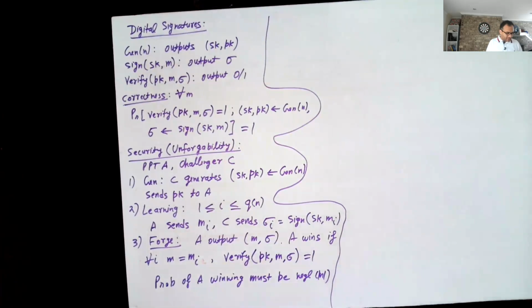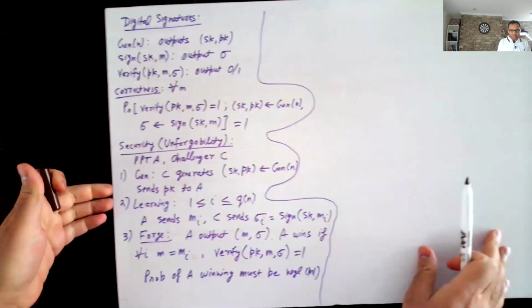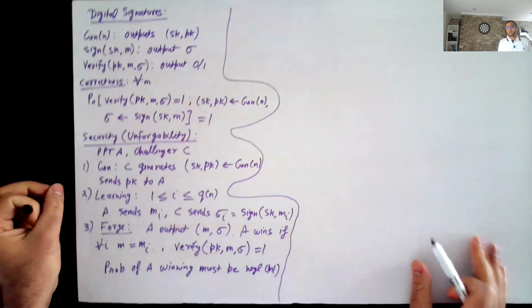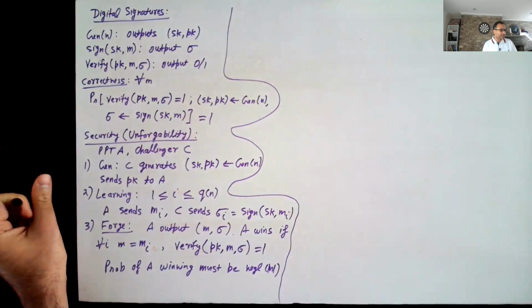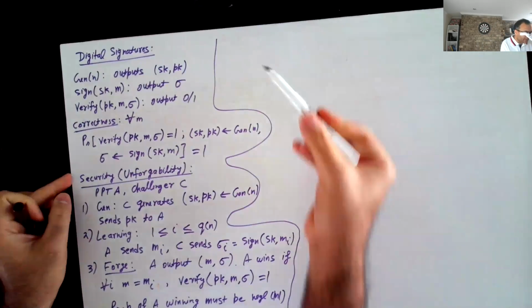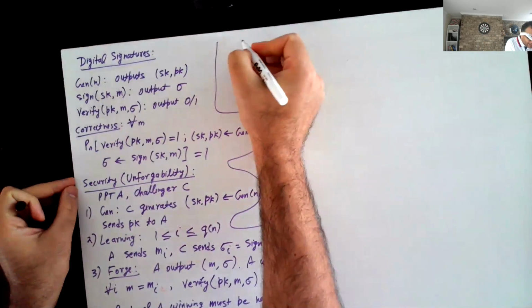So hopefully the definition makes sense, very similar to the previous definitions. And there's a weaker notion which we will consider and which we will construct first. And this is known as one-time signatures.